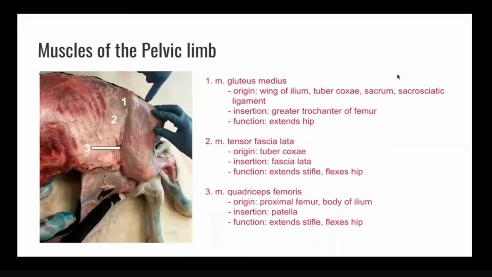Lastly, muscles of the pelvic limb. The gluteus medius originates from the wing of the ilium, tubercoxae, sacrum, and sacrosciatic ligament. It inserts into the greater trochanter of the femur, allowing for extension of the hip. The tensor fasciae lata originates from the tubercoxae and inserts into the fascia lata. Its function is to extend the stifle and flex the hip.